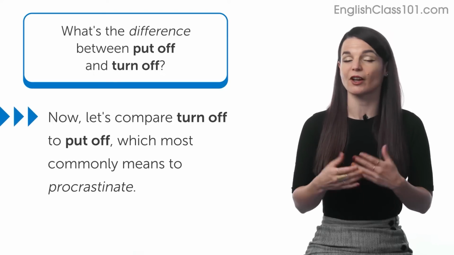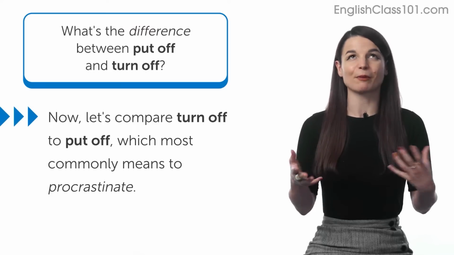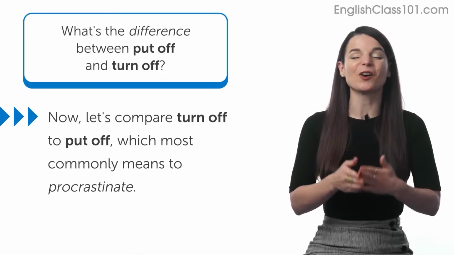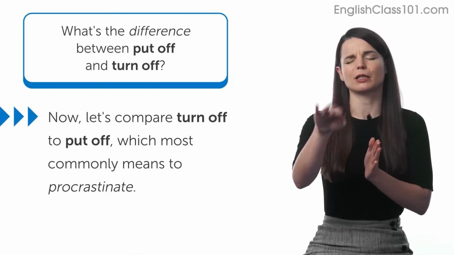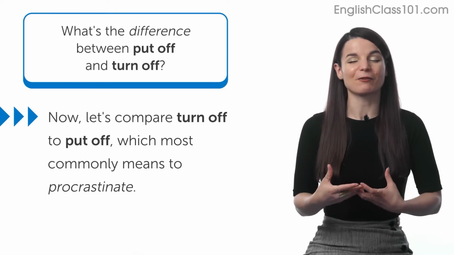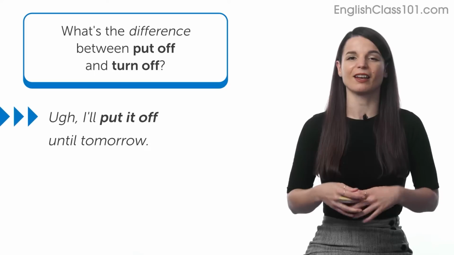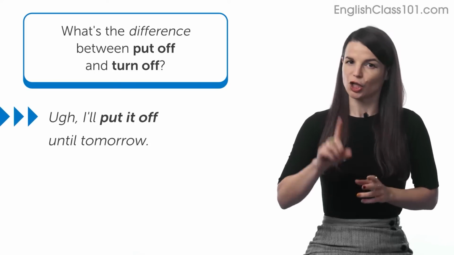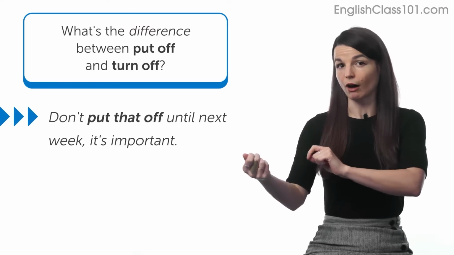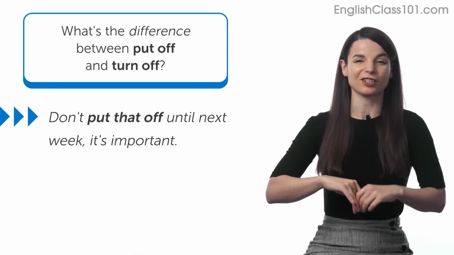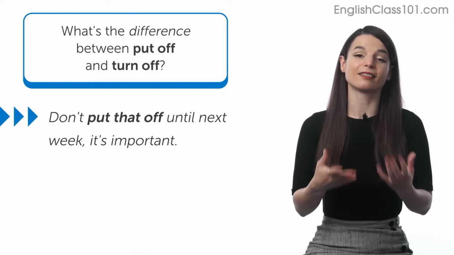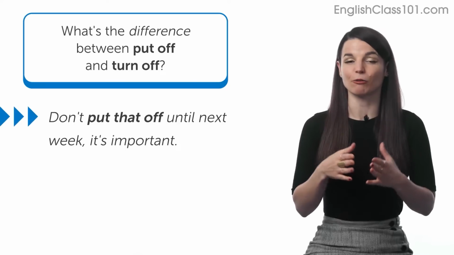We have a couple uses of put off. The first one that is probably the most common is the one that means to procrastinate. So when we don't want to do a task and we say, I'll do it tomorrow, I'll do it next week, I'll do it this weekend, whatever, we can describe that with the verb to put off. We can say, I'll put it off until tomorrow, or don't put that off until next week. It's important. So to put something off means to push it to a later date, to decide to do something in the future, not to deal with something now. This is one use, probably the most common use of put off.